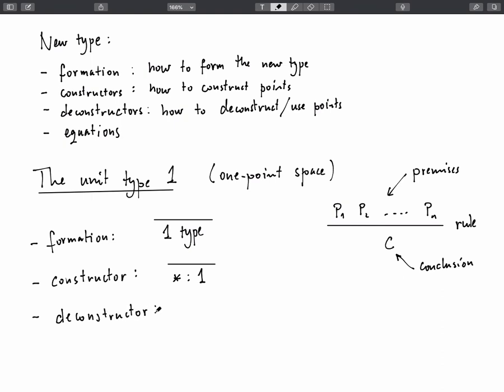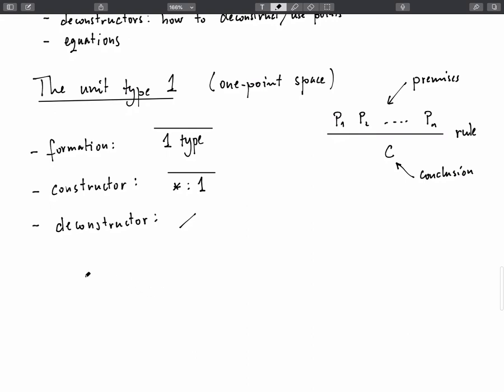what can you do if you have a point? If I give you the only point of 1, well, that's not very useful because it doesn't have any structure. You know that it's the only possible point. There's nothing to do with it. There are no deconstructors in this case. This is a bit of a strange case. Later on, we will see much more reasonable types.